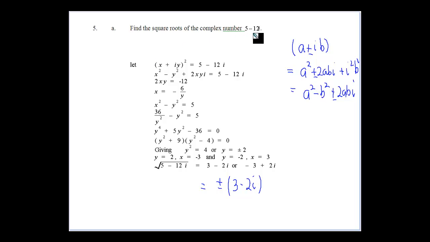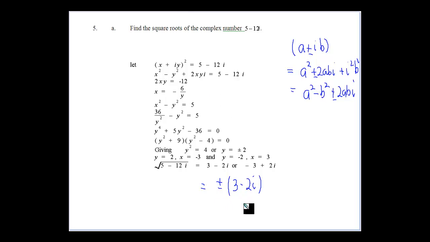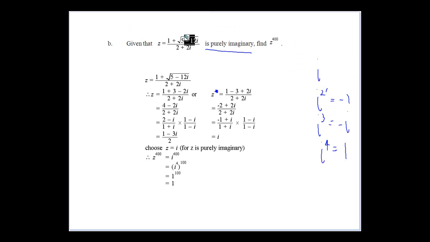Find the square root, again, same process there. 5 minus 4, have a look at the process, come down and get your solutions to that part. And again, we're going to use it in this part because we've got the square root of 5 plus 12i. So we're going to use the solutions there. We had 3 minus 2i and the minus 3 plus 2i. So it comes down to those two that were our two solutions that we put in there from the previous part.